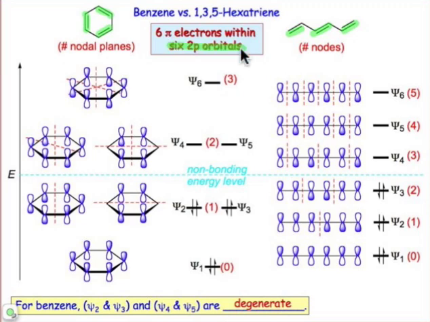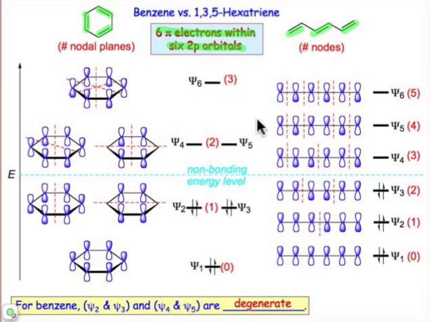And since they're sp2 hybridized carbon atoms, that means there's 6 p atomic orbitals left over, and those 6 p atomic orbitals can come together to make 6 pi molecular orbitals. Those 6 pi molecular orbitals will be filled to the degree possible with those 6 pi electrons.